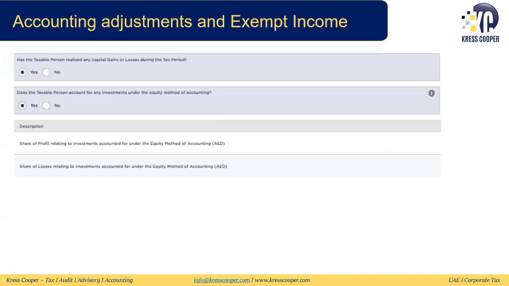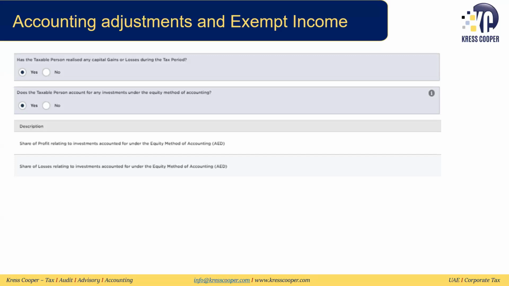Then it will start with the actual accounting adjustment and exempt income. So this is the portion where now it will take the net profit of the accounting, and start doing the adjustment so that it can arrive later on to the actual taxable profit or loss on which the actual tax liability has to be calculated.